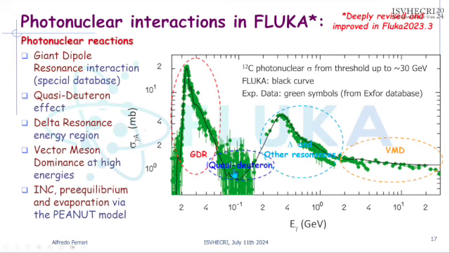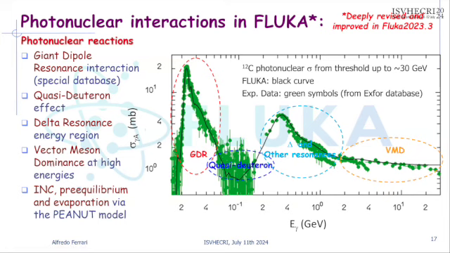A few words on photonuclear interactions. They have been deeply revised recently in FLUKA, quite a lot of work. We take into account the giant dipole resonance interaction. For example, here is an example for carbon-12. There are plenty of data. The data, by the way, are the green points, and the FLUKA cross-section is the black curve in this case. This is the giant dipole resonance region. This is the quasi-deuteron region, the delta region and other resonances that more or less disappear in nuclei, and then the vector meson dominance. All of this is cast into FLUKA, into the PEANUT framework.